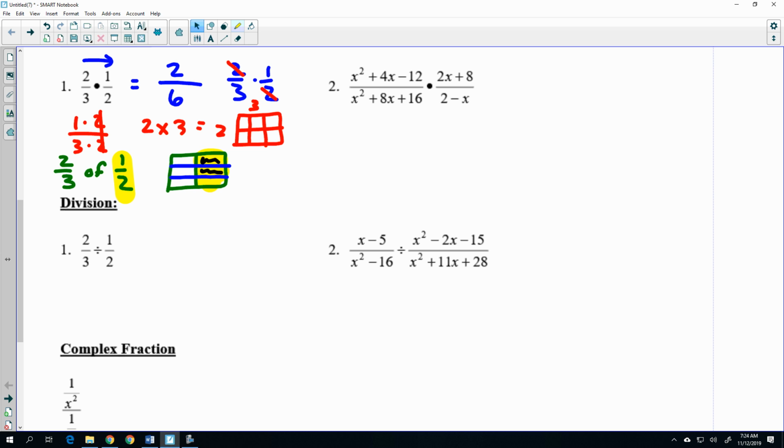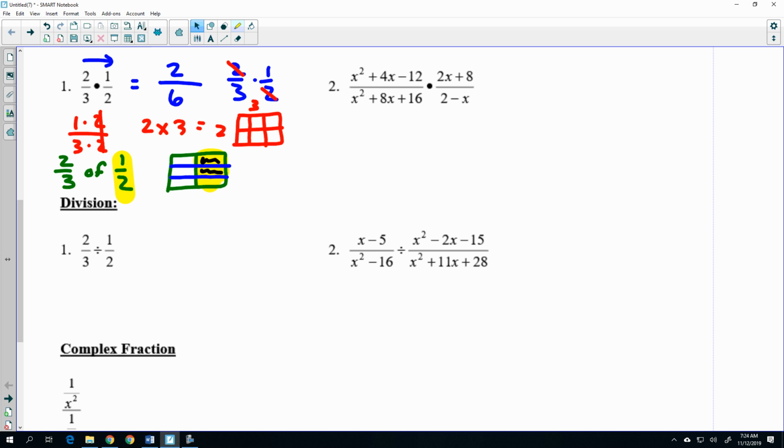So they did it over and over and over, and then thought, there's like a little recipe to this. So going straight across is just a recipe to that diagram. We could do it over and over again, and you would see we're just multiplying numerators, multiplying denominators. So that's where the recipe came from.